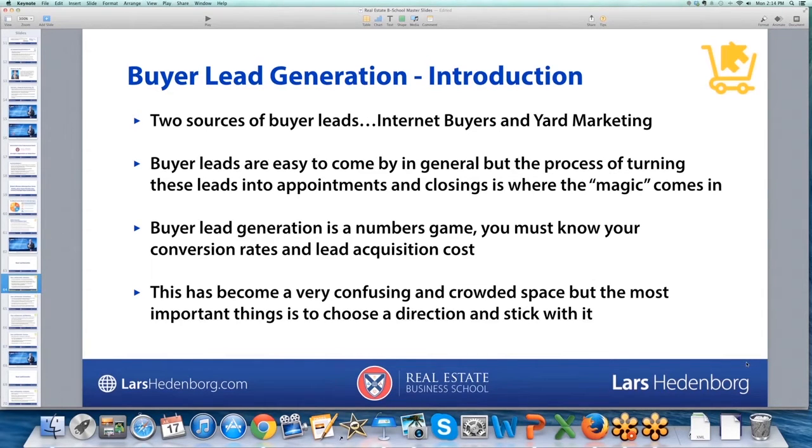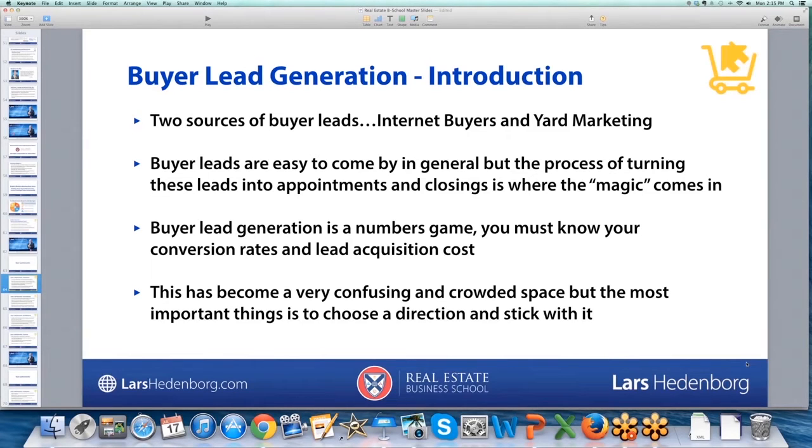Buyer leads are very easy to come by in general, but the process of turning those leads into appointments and ultimately commission checks and closings is where the real magic comes in. Buyer lead generation is absolutely a numbers game. So again, it's managing your pipeline. You have to know your conversion rates and your lead acquisition costs, and we'll go through that.